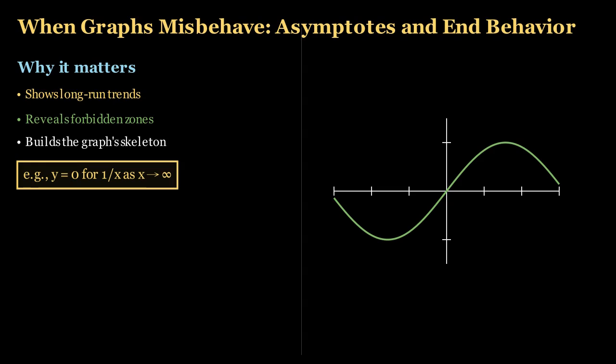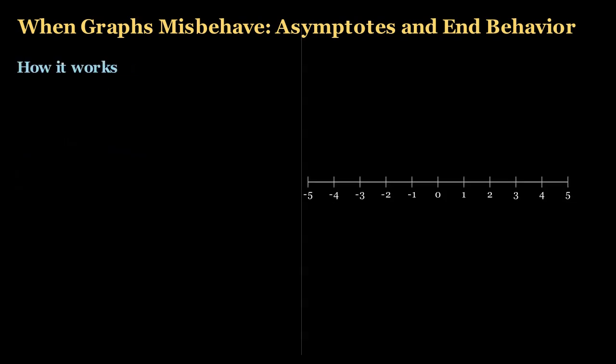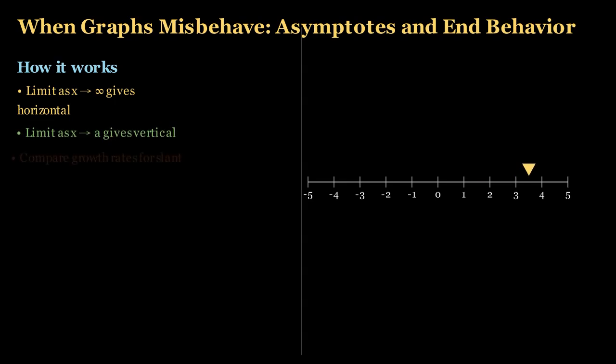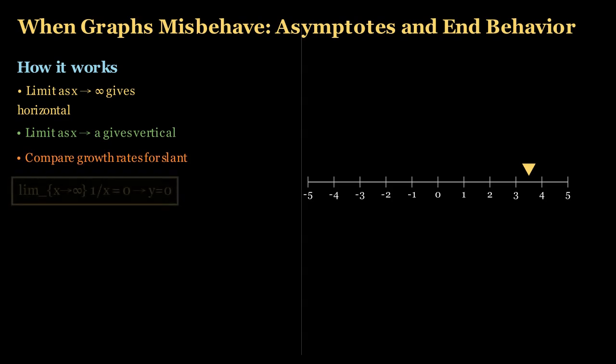For a horizontal asymptote, we ask, what value does f of x creep toward as x runs off to positive or negative infinity? We write this as the limit of f of x as x approaches infinity. If that limit is a finite number L, then y equals L is our horizontal asymptote. For a vertical asymptote, we look for an x value where the function goes completely wild, shooting up to positive infinity or down to negative infinity. This happens when the denominator of a fraction is 0 but the numerator isn't, creating a forbidden x equals a line.